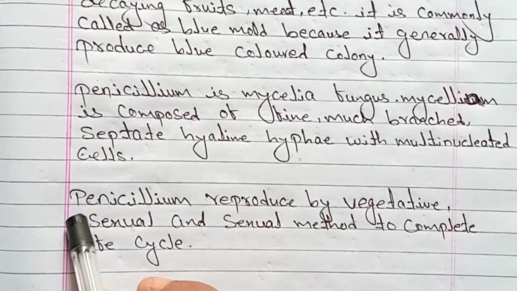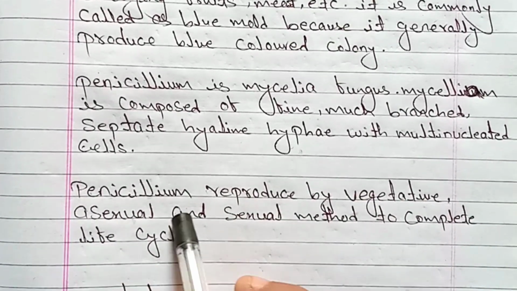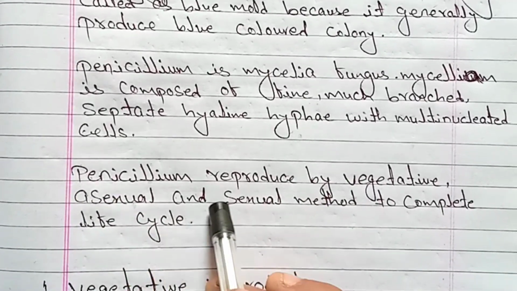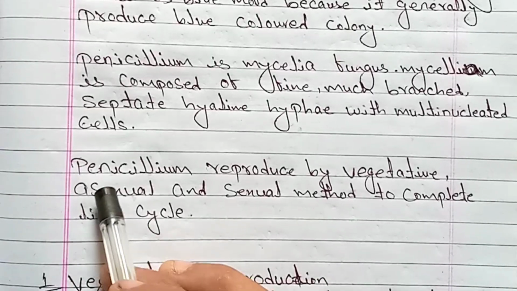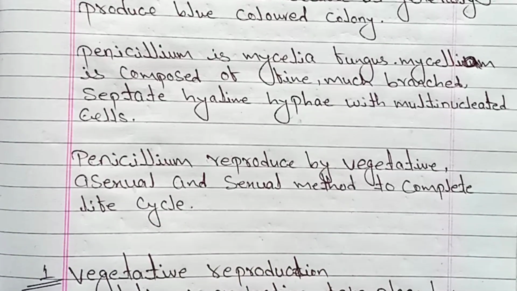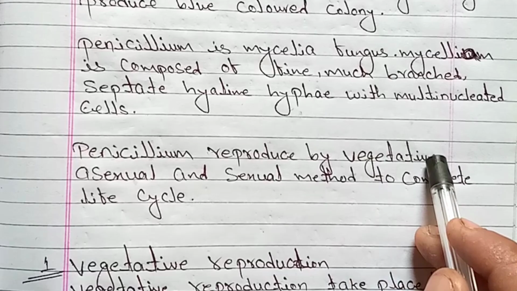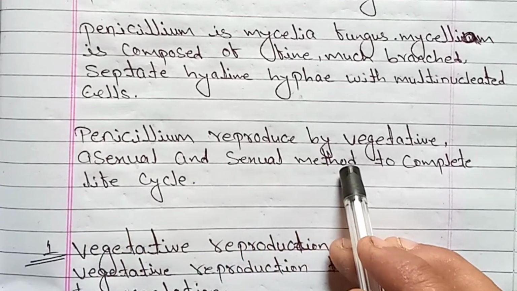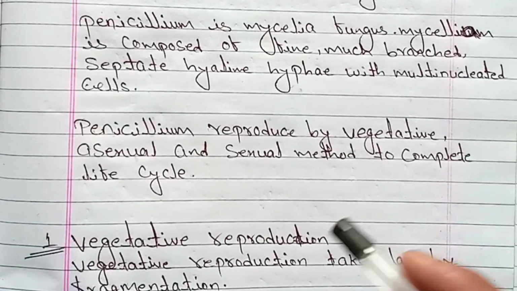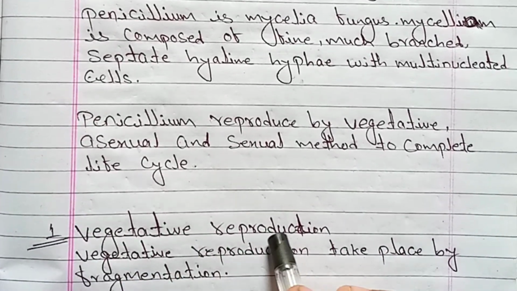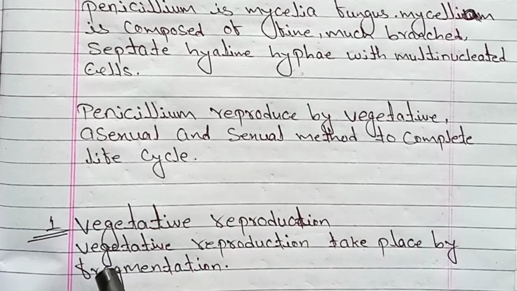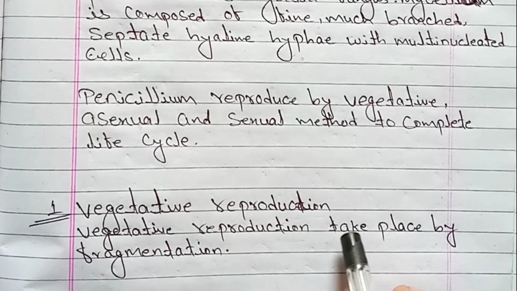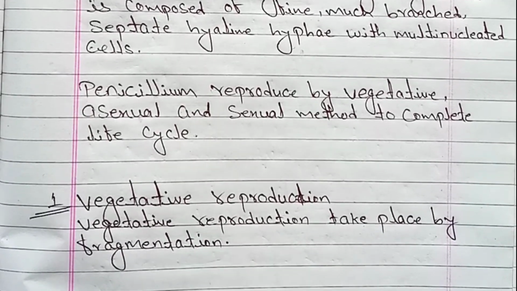So Penicillium reproduces by vegetative, asexual and sexual methods to complete its life cycle. Penicillium completes its life cycle by 3 methods: first vegetative reproduction, second asexual reproduction, and third sexual reproduction. So point number 1, vegetative reproduction. Vegetative reproduction takes place by fragmentation.